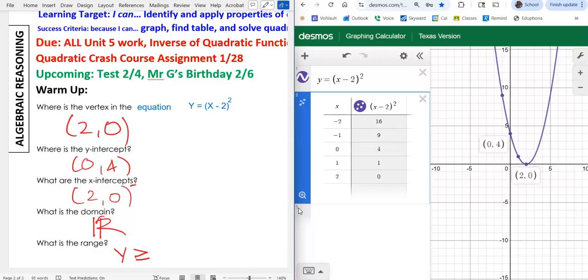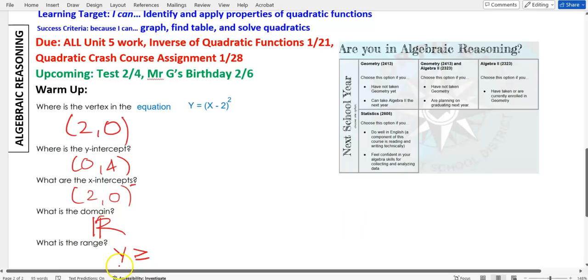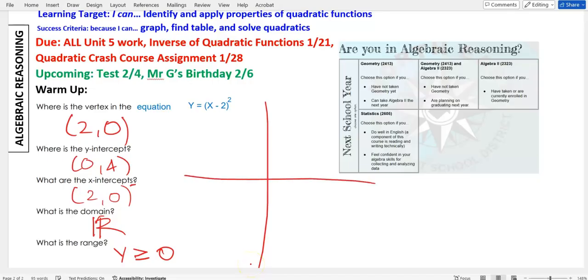What's the y value? Real quick, this number is 0. Okay, I'll expand this. So y is greater than or equal to 0. So if you wanted to sketch a graph, okay, it was over 2. It was up 1, 2, 3, 4. Something like that. Whatever. So that is the warm-up.